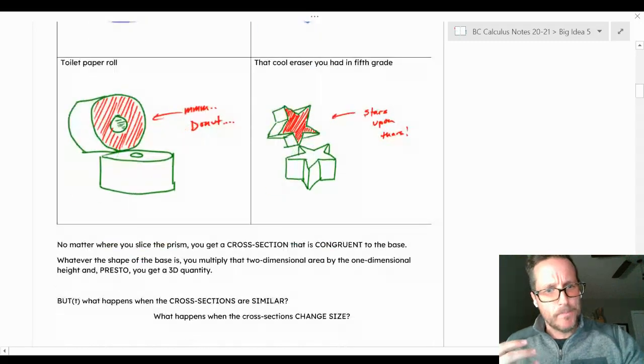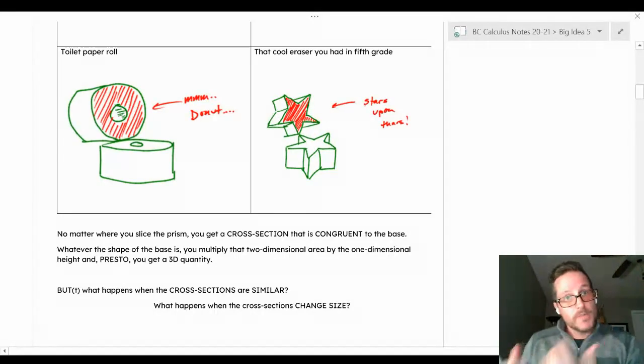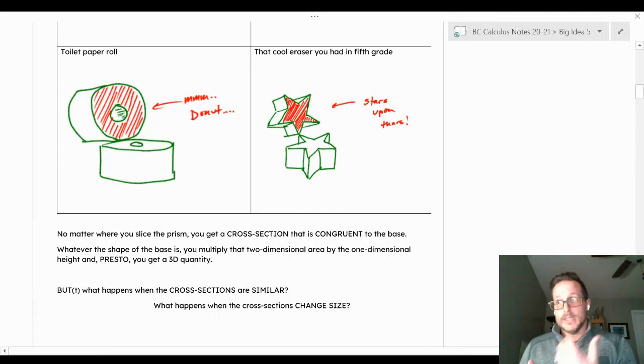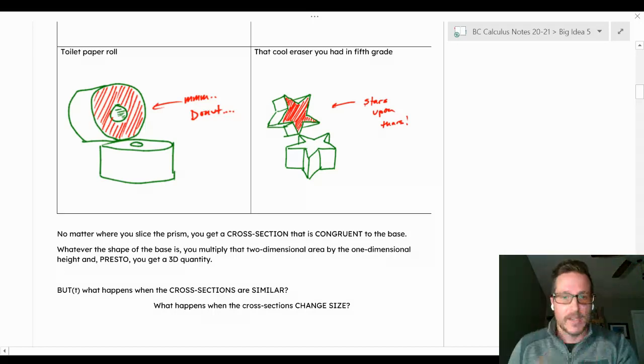And that's pretty boring when you think about it, right? The reason that the volume of any prism is just the area of the base times the height is that we get this two-dimensional area formula multiplied by a one-dimensional height, because the cross sections are all the same throughout the entire prism. And we just have this three-dimensional quantity. Two dimensions times one dimension is three dimensions.